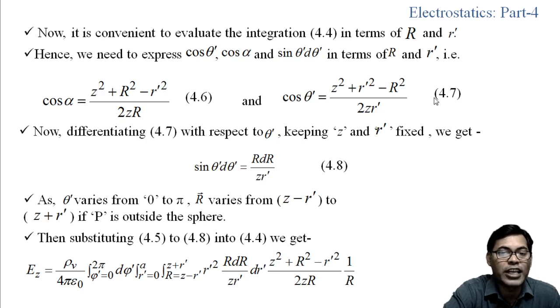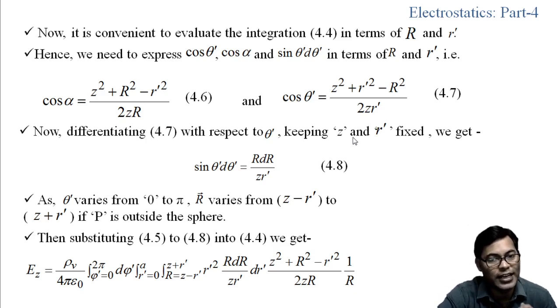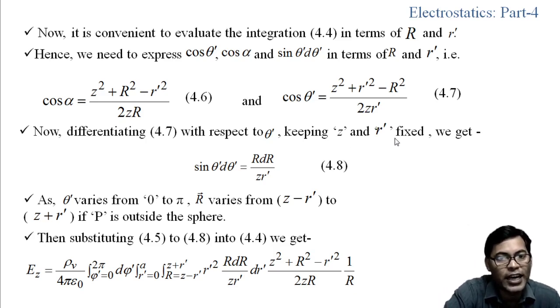Now differentiating expression 4.7 with respect to theta prime, keeping z and r prime fixed, because the elementary volume we have considered constant, the position we have considered constant, so the radial distance will be constant and the z distance will be constant. So keeping z and r prime fixed and taking the derivative of expression 4.7 with respect to theta prime, we will get sin theta prime d theta prime equals R dR by z r prime.